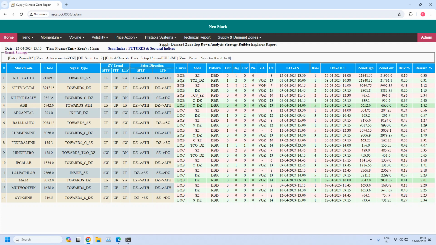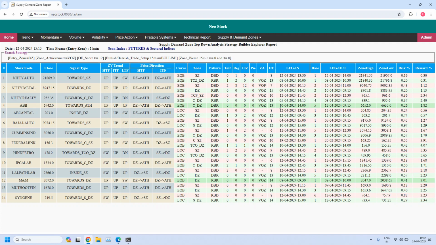In lesson 21, part 1 video, I have explained about this entire NeoStock generated software report. All the abbreviations, what each and every column is, what kind of values they will have, and how to use the columns leg in, base and leg out so that we can draw the zones on the charts. Everything I explained. In case you did not attend that video, please complete it.